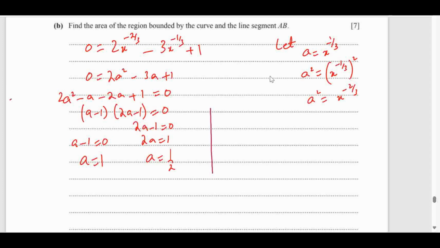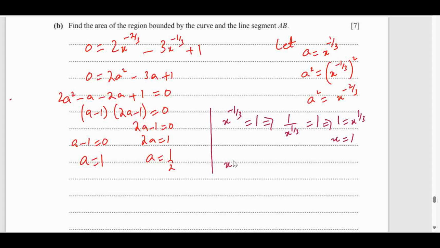Now let's find out the values of x. So we know that a is equal to 1 and 1 by 2. Which means x power minus 1 by 3 is equal to 1. And from here we can say that 1 by x power 1 by 3 is equal to 1. And if we cross multiply it, 1 is equal to x power 1 by 3. Take cube on both sides, so x will be equal to 1. This will be the first coordinate.